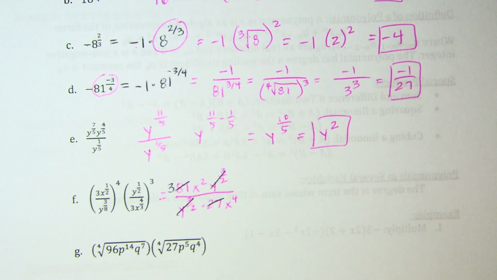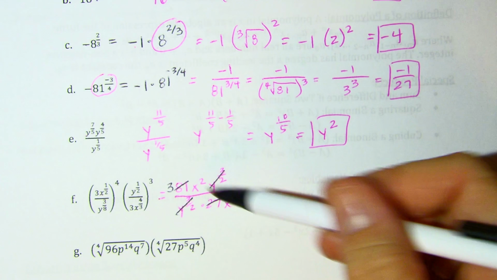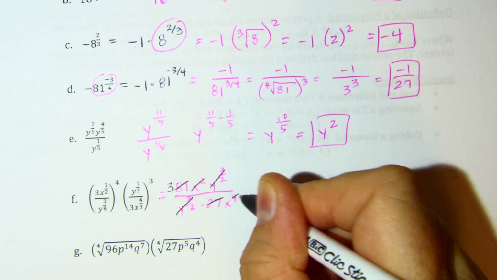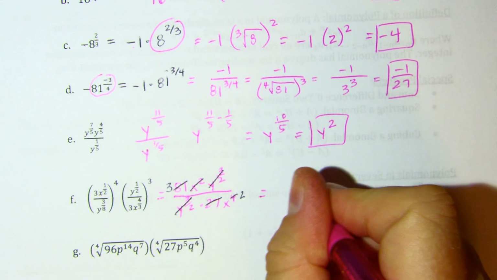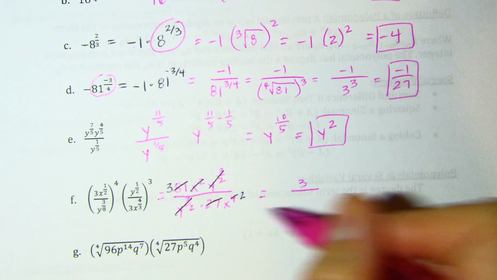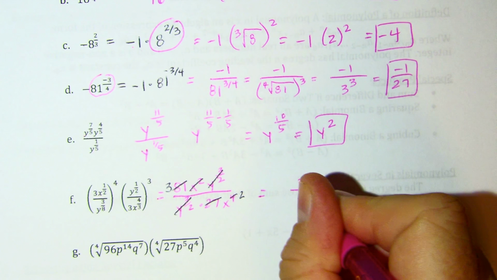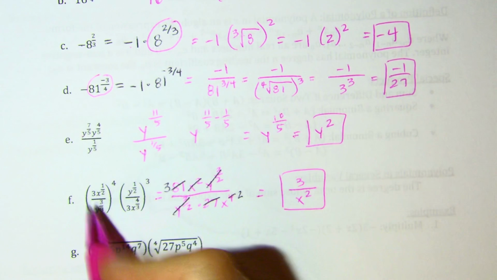And then I have x squared and x to the 4th. 2 of those x's cancel out, and I'm left with 2 on the bottom. So I have 3 on top and x squared on bottom. That's it. So this ugly thing turned into actually a pretty simple answer.